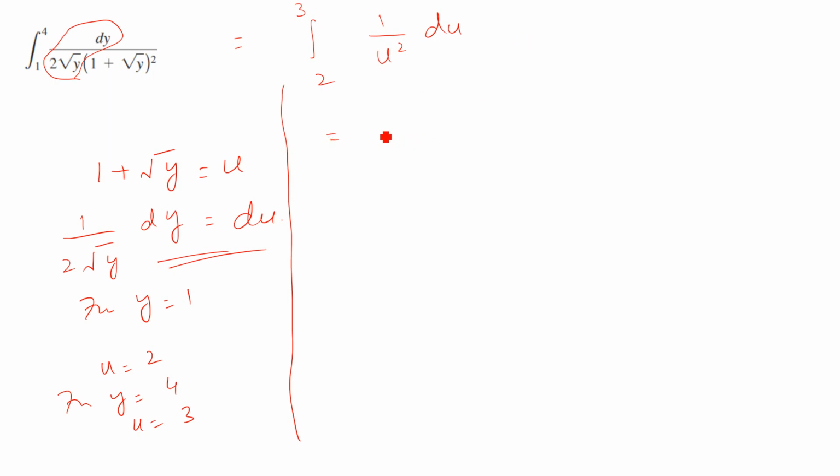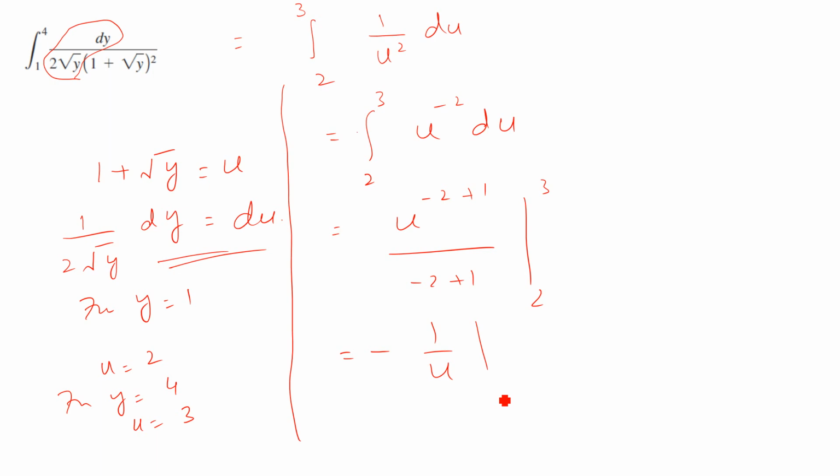Now, in order to evaluate this, just integrate it and plug in the limits. So this is actually 2 to 3. Let me write it in power so that we can use the power rule. So this is equal to u to the power minus 2 plus 1 divided by minus 2 plus 1, and the limits for u 2 to 3. So this is minus 2 plus 1, this is negative, and u to the power minus 1, that is we have 1 over u, and 2.